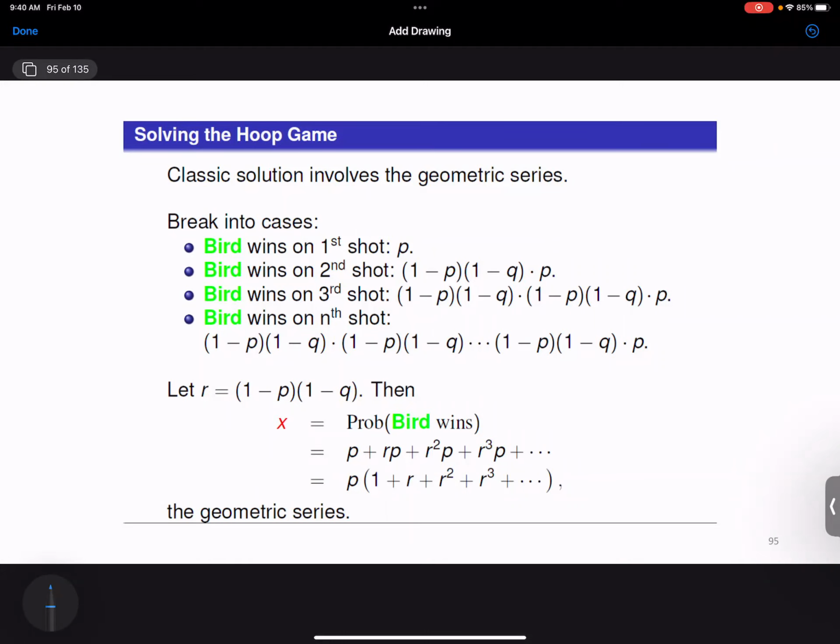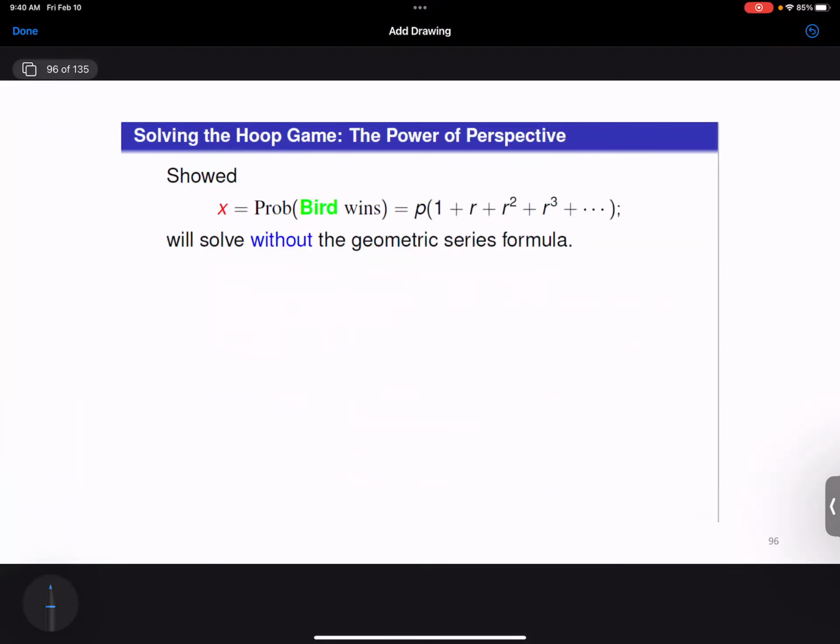And this would be a nice application of why do we care about things like these sums? Well, here's a nice problem that I'm trying to analyze. I'm trying to see what's the probability Bird wins. I might want to put some bets on this, and I might want to get a sense of what's a fair amount to bet, what's maybe good odds to give for the game. Let's try to look at it another way.